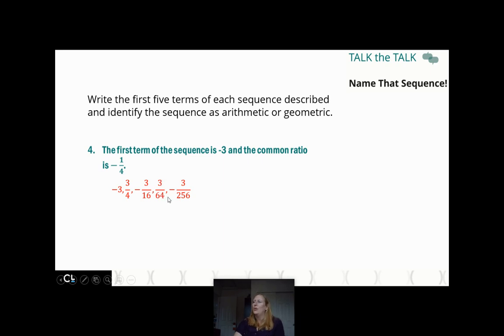Times a negative 1/4 gives me a negative 3 over 256. So it looks like my denominator is just getting multiplied by 4. And because it's negative, I keep going negative, positive, negative, positive, negative. That's how it works. Common ratio, and I was multiplying. This means my sequence is geometric. Yes, it is.